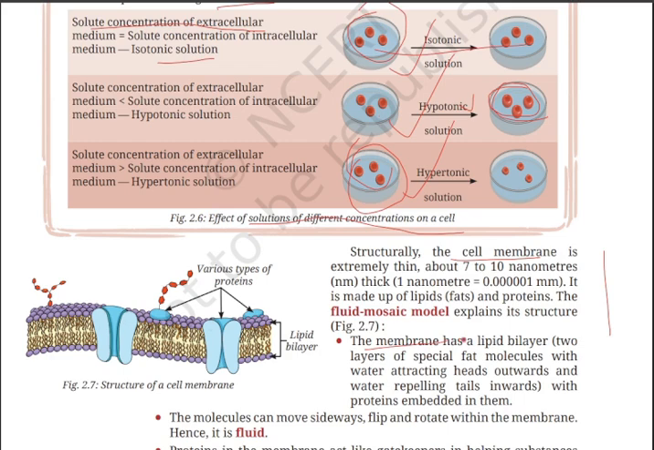The membrane is a lipid bilayer, a layer of special fat molecules with water-attracting heads towards the outside and water-repelling tails inwards, with proteins embedded in them. Listen to what actually happens here. This is the structure of a cell membrane. These are the proteins, and they are responsible for the water. There are water-repelling tails inwards and water-attracting heads outward.